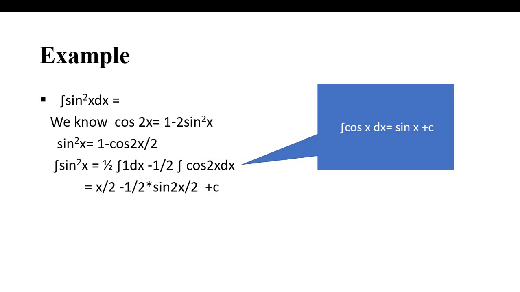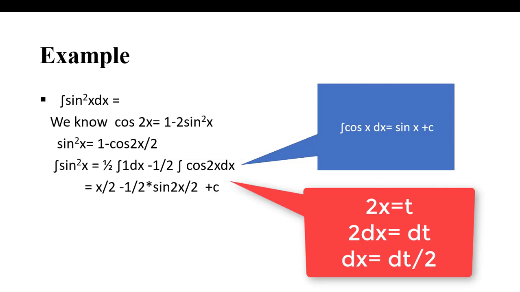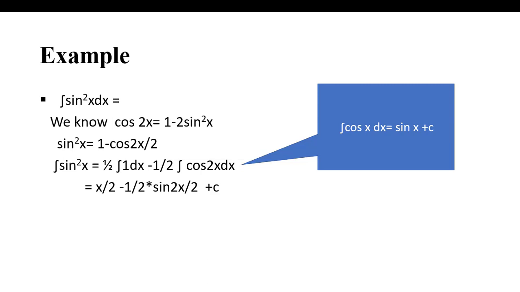But what about cos 2x? We take 2x as another variable: 2x is equal to t. Then differentiating, we get 2 dx is equal to dt, so dx is equal to dt divided by 2. Putting t in place of 2x and dt divided by 2 in place of dx, we get cos t. And integration of cos t is sin t, so we can write sin t divided by 2 plus constant. Final result will be x divided by 2 minus 1 by 4 sin 2x plus constant of integration.